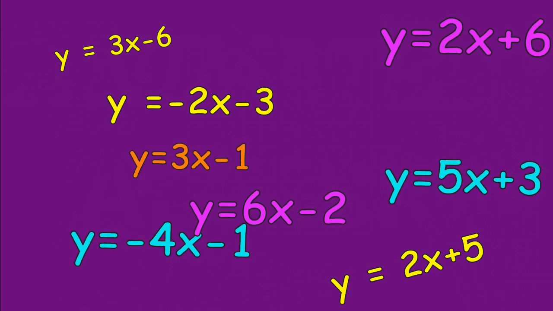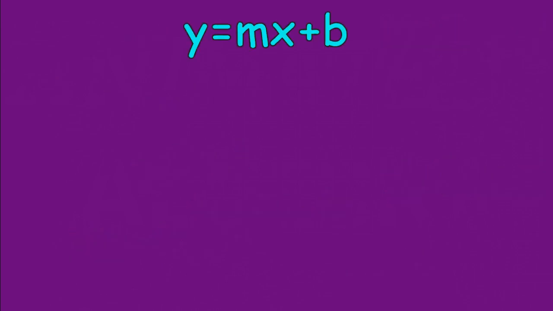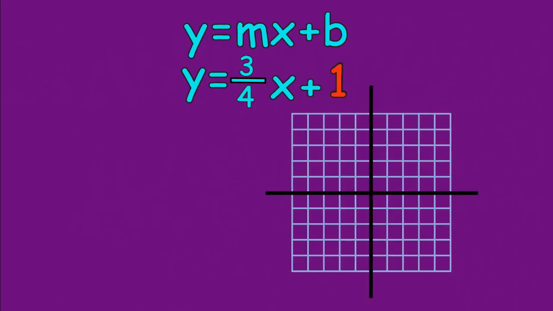To start, we need a linear equation that's in slope-intercept form. This means that y has to be alone on one side of the equation, like with y equals mx plus b. Y is alone on the left side of the equation. Once y is by itself, you can easily find the slope, m, and the y-intercept, b. In this equation, y equals 3/4 x plus 1, we're going to start with the 1.